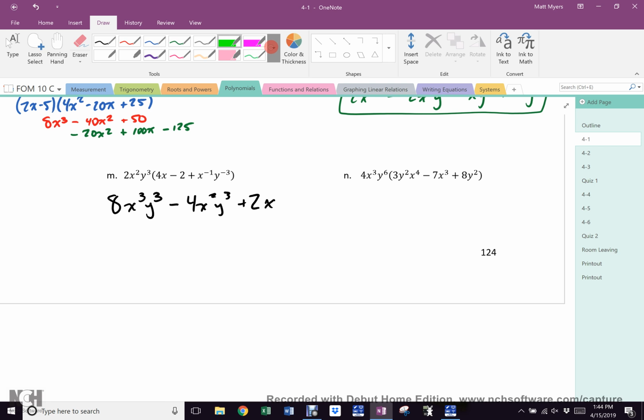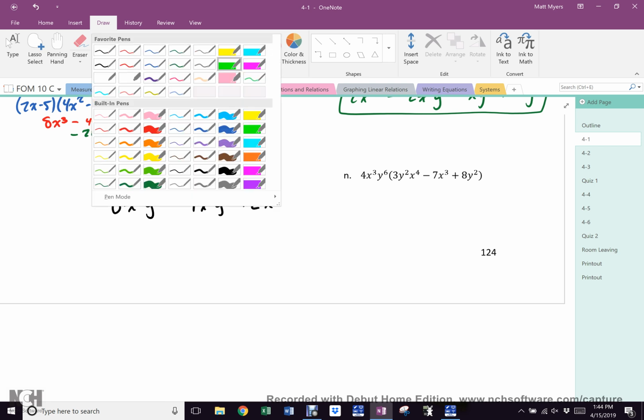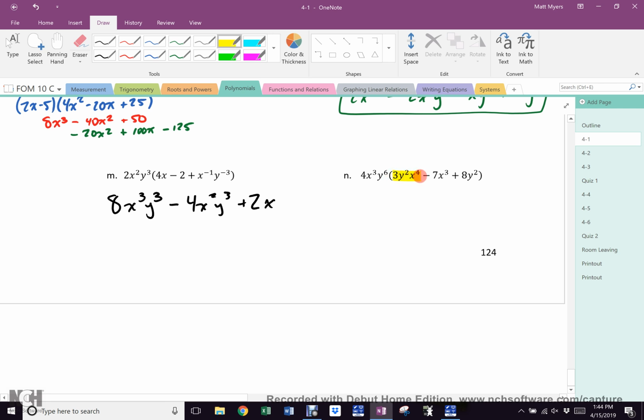Now, something that has helped my students in the past when they're looking at this is coloring each term. Then you know you've got to do 3 of them.